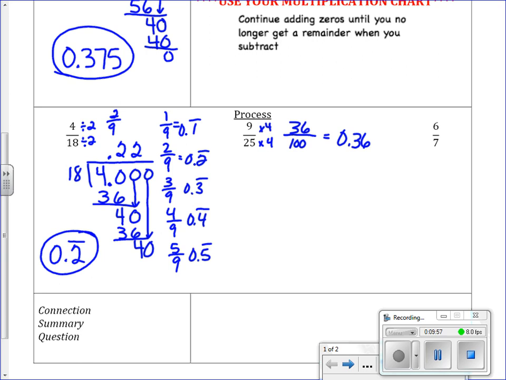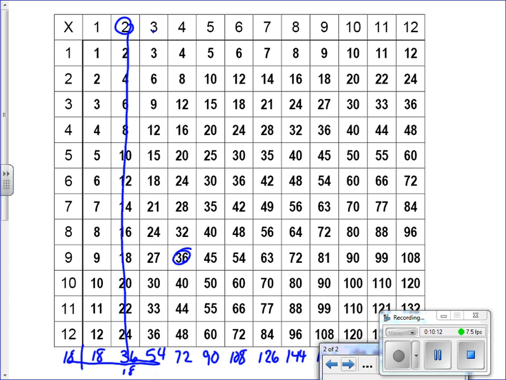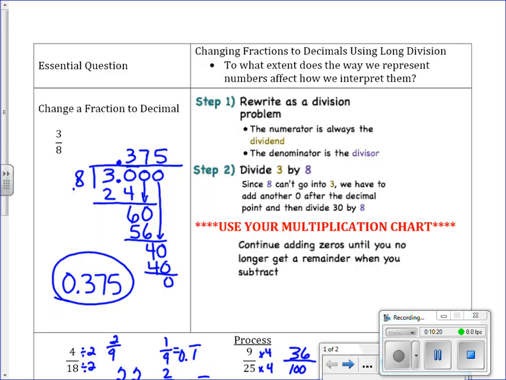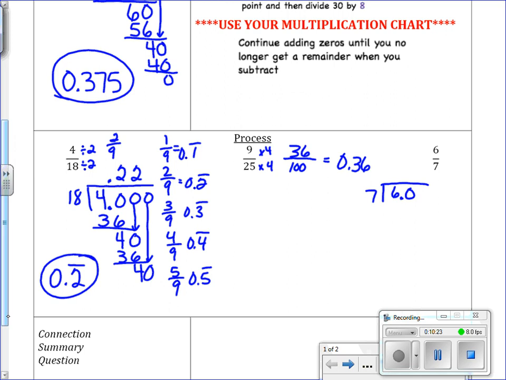Now, 6/7. I have 6 divided by 7. I want to put my decimal in as my placeholder. 7 goes into 60. Let's see. 63 is too much. 56 is right. It's going to be 8. So I have 8. 8 times 7, that's going to be 56, as we saw on our multiplication chart. We subtract, we end up with 4. Write a 0, bring it down.